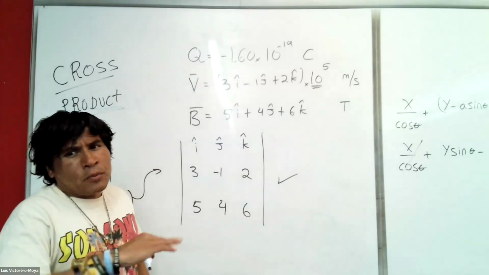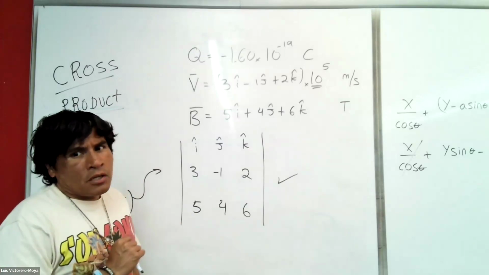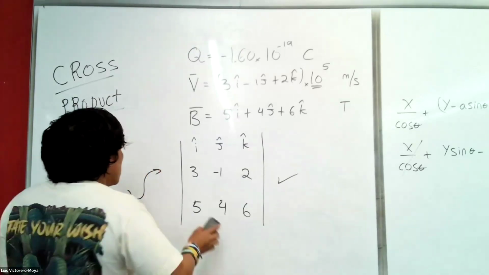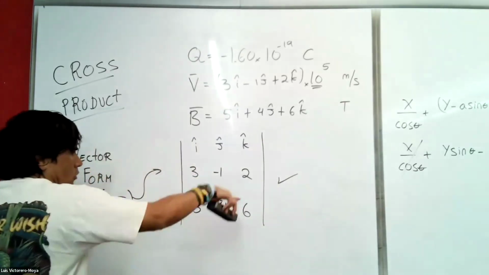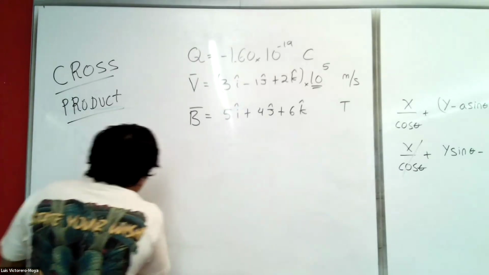That's what you have to do. I'm not going to show it to you because that's part of the lab submission. Now for the magnitude of the force, that I can show you. So this is the vector form. For the magnitude, you do it like this.